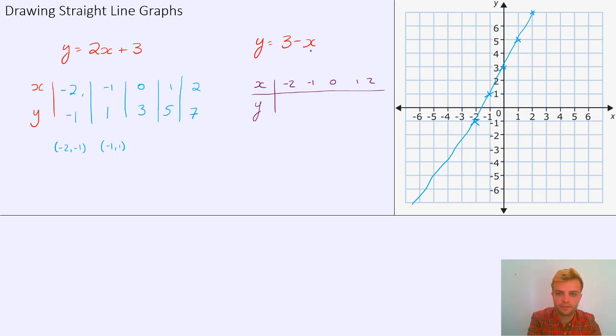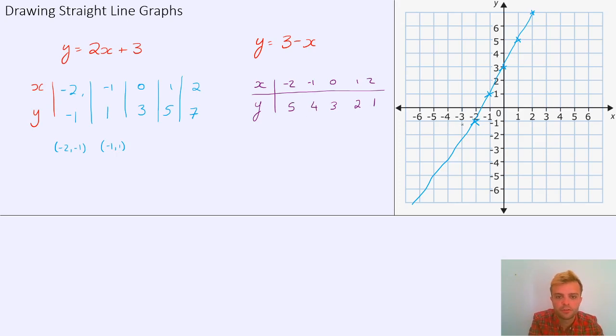Well, if x is 2, then it's 3 take away 2, which is 1. If x is 1, then 3 take away 1 is 2. 3 take away 0 is 3. 3 take away -1. Well, if you're taking away a negative, your number gets bigger. So 3 take away -1 is actually 4. And for the same reason, 3 take away -2 is 5.